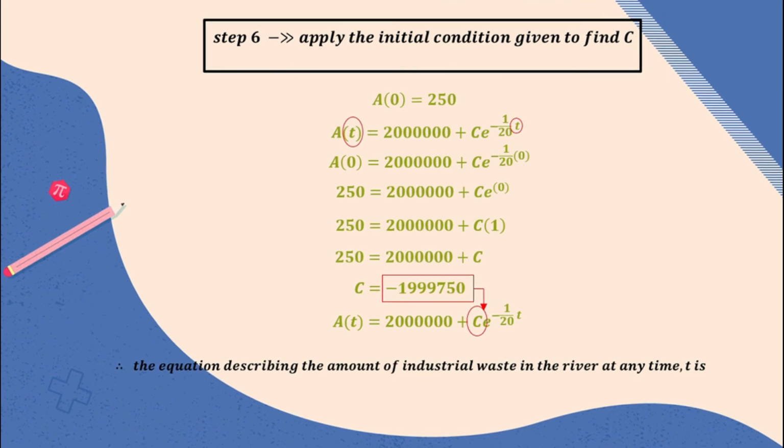Substitute the amount of C into this equation. Thus, the equation describing the amount of industrial waste in the river at any time t is A(t) equal to 2 million minus 1,999,750 multiplied by e to the power of negative 1 over 20t.